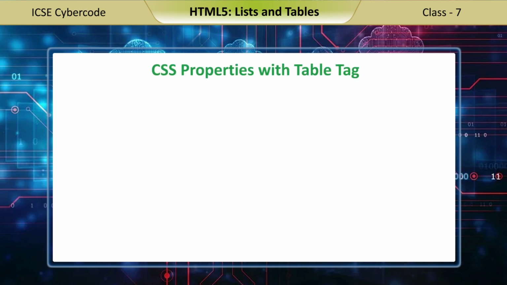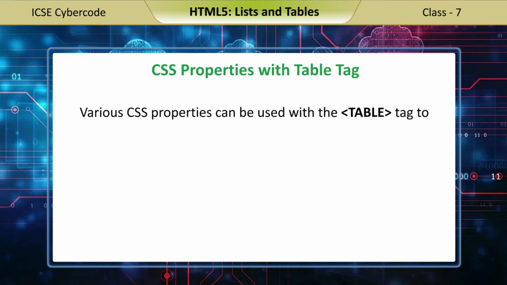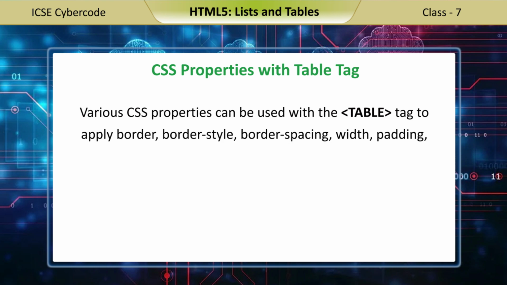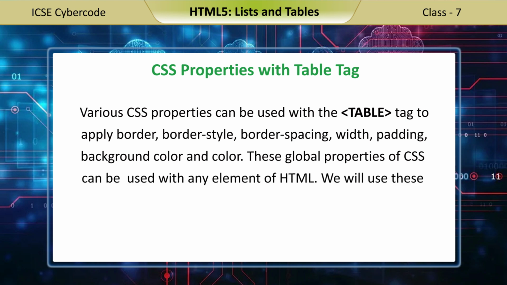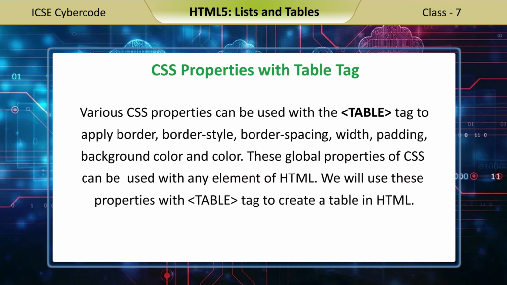CSS properties with table tag. Various CSS properties can be used with the table tag to apply border, border style, border spacing, width, padding, background color and color. These global properties of CSS can be used with any element of HTML. We will use these properties with the table tag to create a table in HTML.